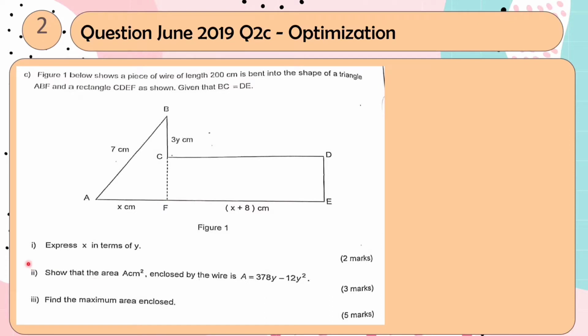We are given three sub-questions here. Firstly, we need to express x in terms of y. Secondly, we need to show that the area A cm² enclosed by the wire is A equals 378y minus 12y². Lastly, we need to find the maximum area enclosed.